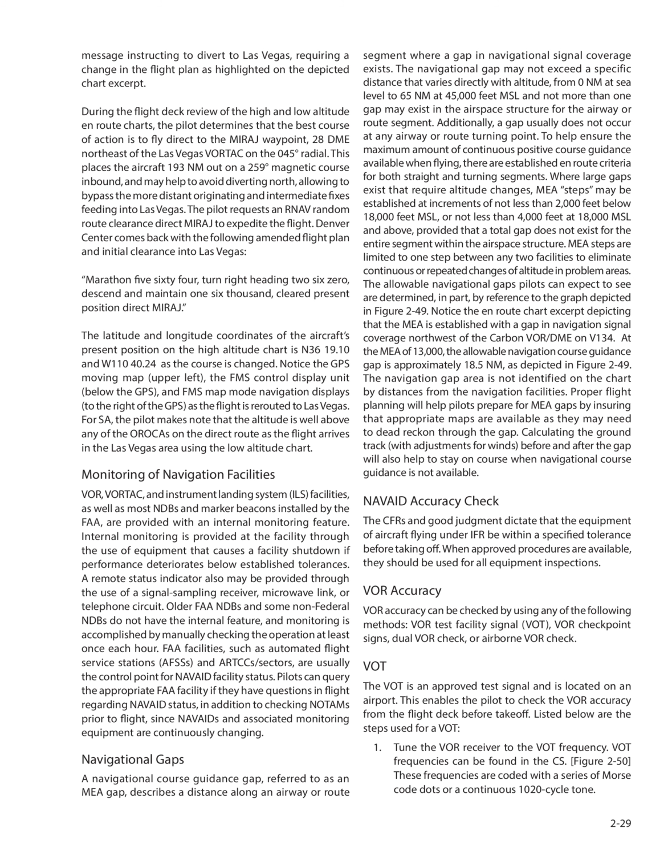The allowable navigational gaps pilots can expect to see are determined, in part, by reference to the graph depicted in Figure 249. Notice the en route chart excerpt depicting that the MAA is established with a gap in navigation signal coverage northwest of the Carbon VOR/DME on V134. At the MAA of 13,000, the allowable navigation course guidance gap is approximately 18.5 nautical miles, as depicted in Figure 249. The navigation gap area is not identified on the chart by distances from the navigation facilities.